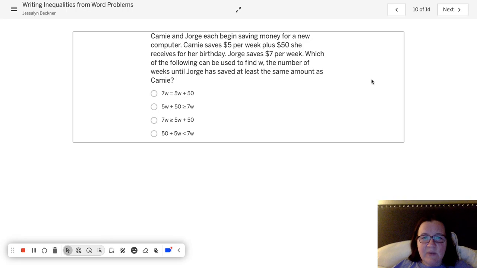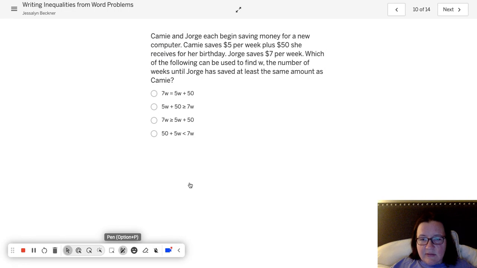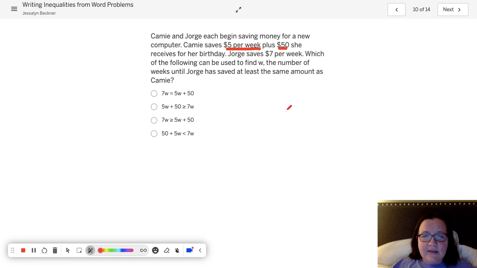Cami and Jorge each begin saving money for a new computer. Cami saves $5 per week. I think I can write on this. $5 per week. Yes. Plus $50 she receives for her birthday. So let's see if we can find that down here. Cami saves $5 per week plus $50. Jorge saves $7 per week. Jorge's saving is $7 per week. Which of the following can be used to find W, the number of weeks, that's our variable, until Jorge has saved at least the same amount as Cami?